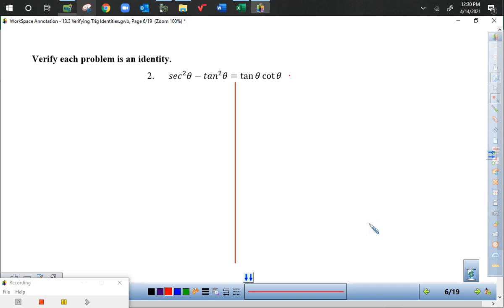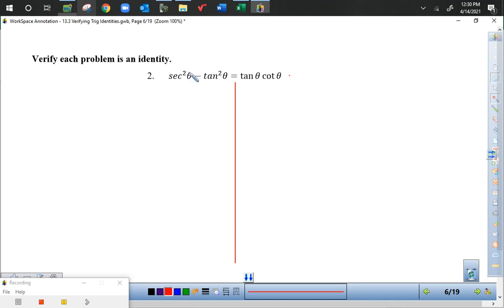And what I want you to do, anytime you see squares being added or subtracted, and don't forget the number 1 is also a perfect square, you need to be under your Pythagorean identities. Okay? On your note card, you're looking for if there's a Pythagorean identity that has both secant squared and tangent squared, and there is one.